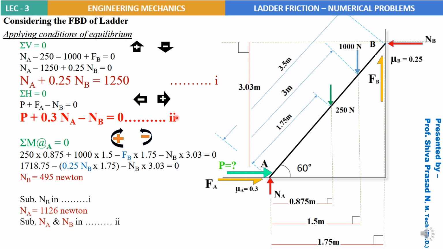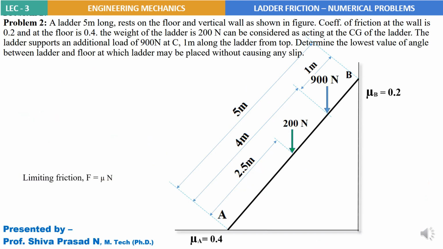In equation number 2 you will get the value of P. That is the required force P to be applied, the minimum force P to be applied at A, at the level of the floor, to stop the ladder from sliding. So at the impending motion condition we have found the value of P to be equal to 157 Newton. So this completes the first problem on ladder friction. Let's move on to another numerical problem.